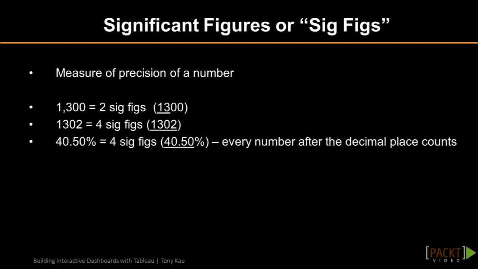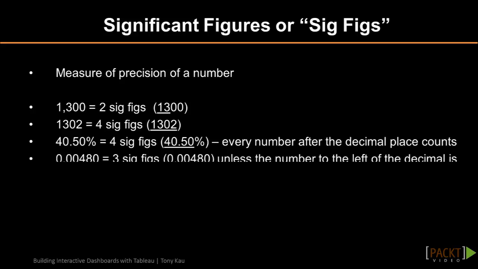The number 40.500% has five significant figures. Every trailing zero after the decimal point counts. In dashboarding, oftentimes displaying two sig figs is generally an acceptable level of precision and very quick to consume. Three is considered precise, and anything higher appears unreadable and adds little value.